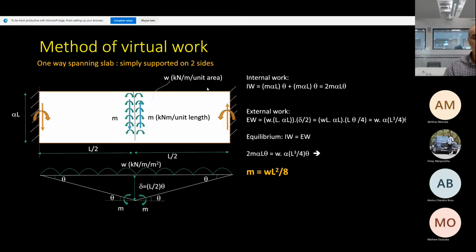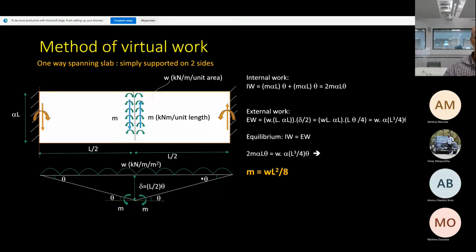So for the external work, what do we have? What is the external work normally if you have a UDL? You take the load by the average displacement. We are doing exactly the same. Look, this is the load here. This is the load times the average displacement. The only difference is that we multiply the load here by the area. What's the area of the slab? L times alpha L. That's it. So it's the UDL times the area of the slab, which is L alpha L, times delta over 2.